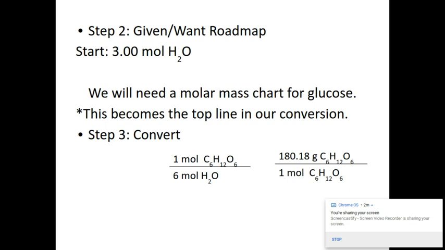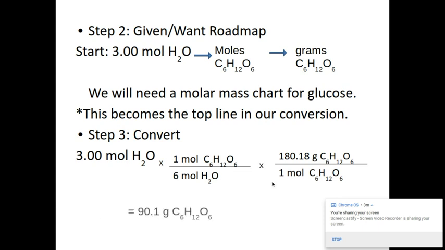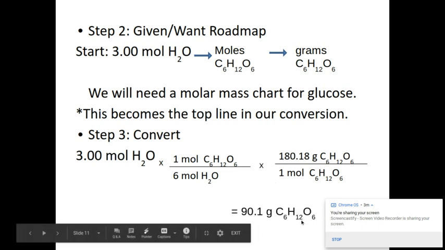So we're going to start off with moles. We start off with 3 moles of water, and we're going to multiply by this equality right here because we want to cancel out moles of water. That's why we have the moles of water on the bottom and moles of glucose on the top. And over here we have moles on the bottom because we have moles on top and want to cancel them out. Because we're going to get moles of C6H12O6 right here, and then we're going to get grams in the end, and grams is what we want. Perfect. So we'll multiply all the way across to get our grams, 90.1 grams of glucose. That's our final answer.